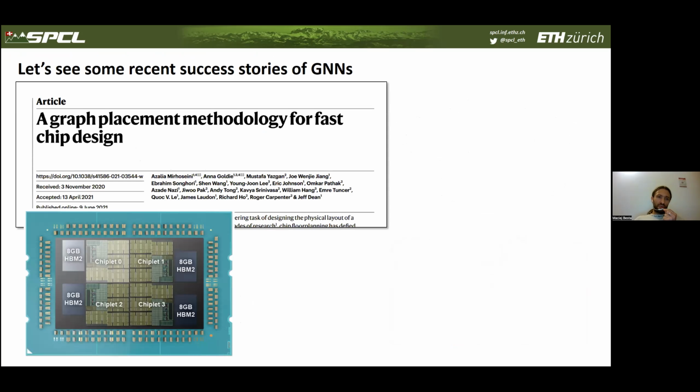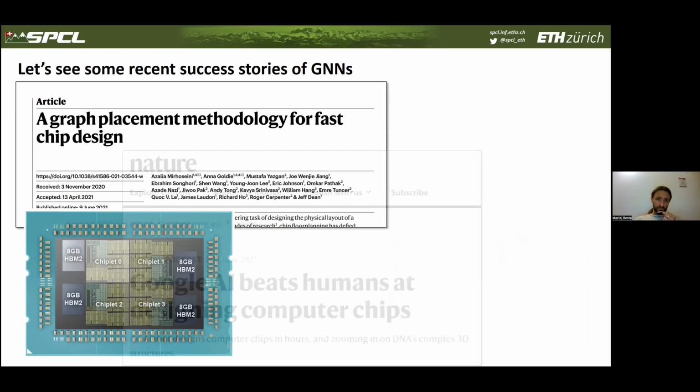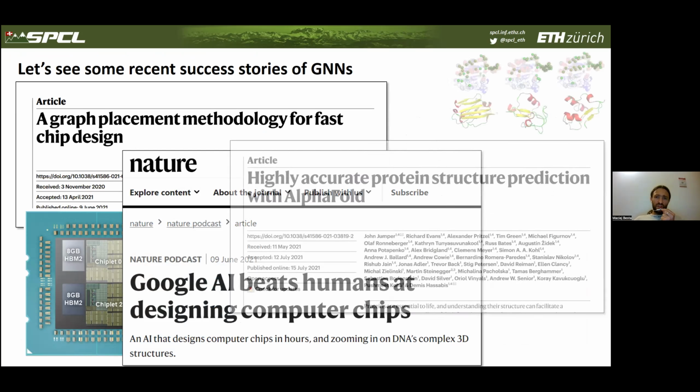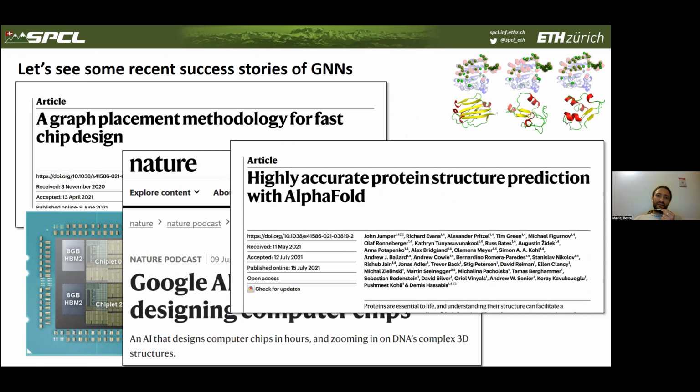One of them is basically using GNNs to develop a placement methodology for very fast chip design, work that caused a lot of stir about a year ago. And one of the key mechanisms they use for their approach in Google is basically a class of graph neural networks called graph attention network. Then the other very highly successful recent story is the AlphaFold model, which is basically how to predict the protein structure based on its amino acid sequence. And again, they are using graph neural networks as one of the power forces behind the whole model.